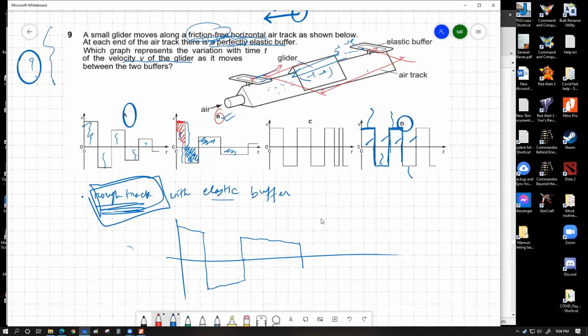So if you have a rough track, these lines are going to be slanted. If you have an elastic buffer, the vertical segments should be equal. If you have an inelastic buffer, the vertical segments should also become smaller. These are the key variations that you have to understand. There can be lots of hodgepodge and mix and matches to give you different types of graphs, but as long as you understand which property controls which part of the graph, you can work out all the other variations as well. Understood? Yes, sir.